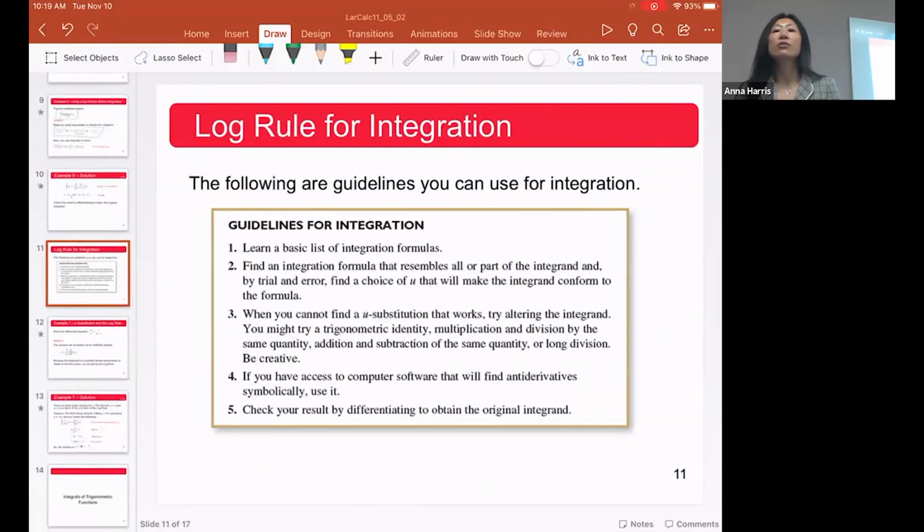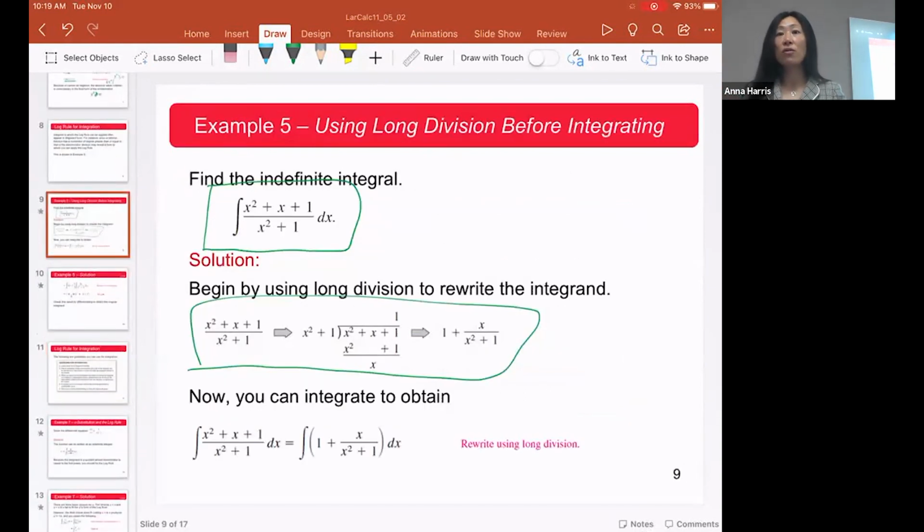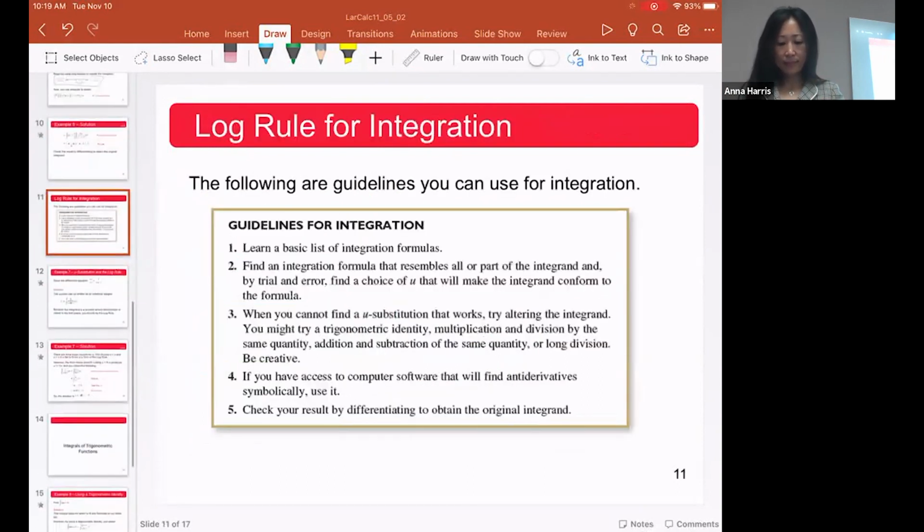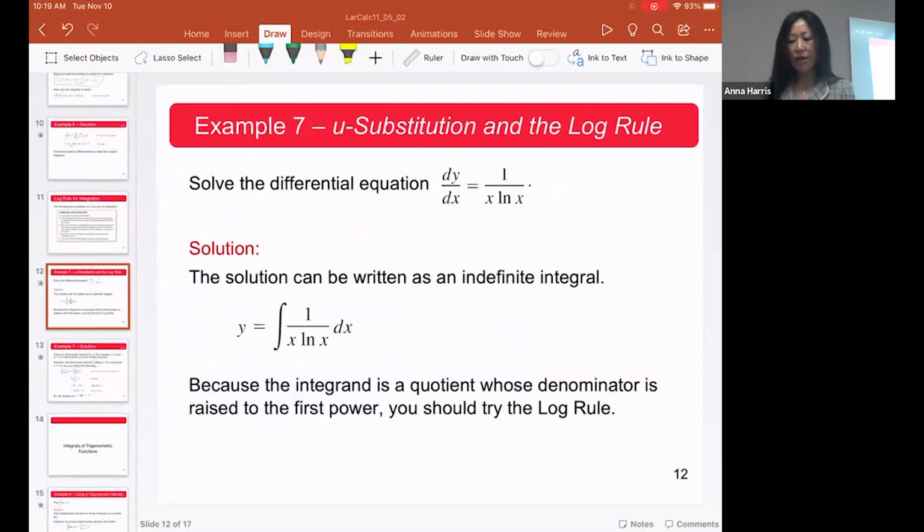Okay, the guidelines for integrations. You need to know your basic integrations, of course. All these basic integrations, the power rules, all these trigonometry functions, you need to kind of memorize them. And then you also need to recognize what to do. Like with this kind of problem, you look at it and say there's no way you know how to do this problem. That means you need the long division. All right, so when you have this kind of problem, you're gonna tell yourself, well, this looks kind of complicated, but actually it's not. If you recognize what your u and your du are, then it makes sense.